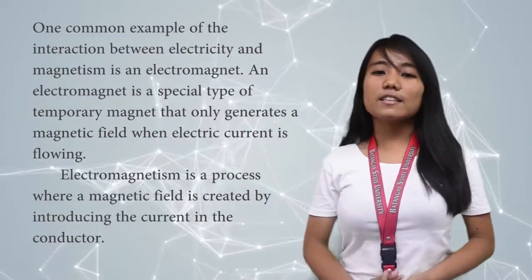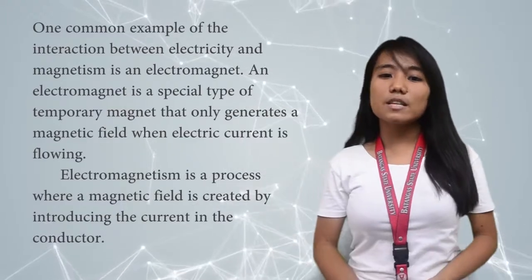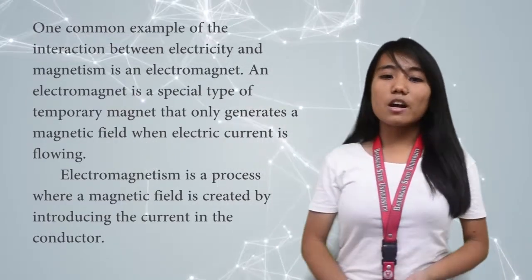An electromagnet is a special type of temporary magnet that only generates a magnetic field when electric current is flowing. This makes electromagnets very convenient because they can easily be turned on or off and can create very strong magnetic fields.